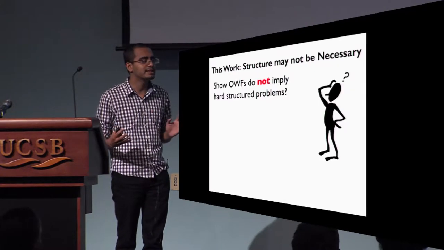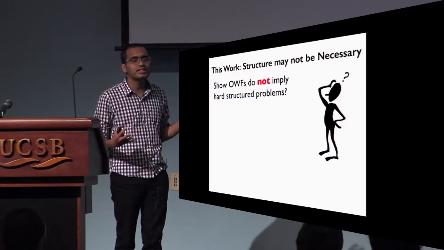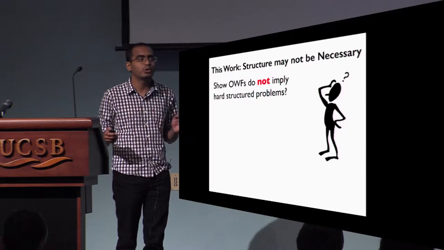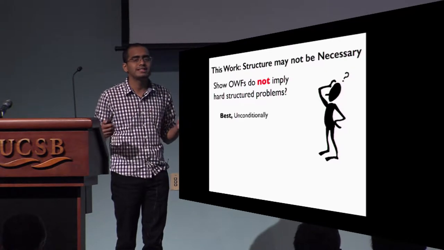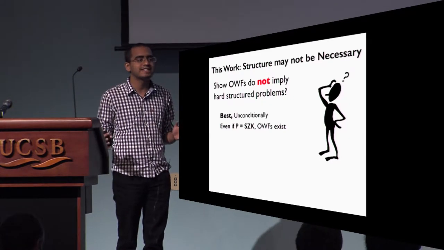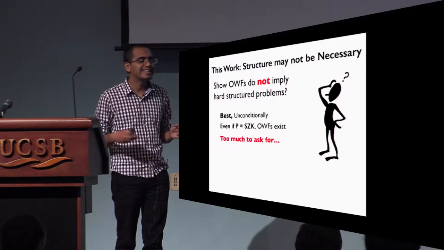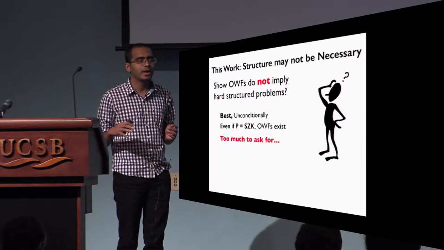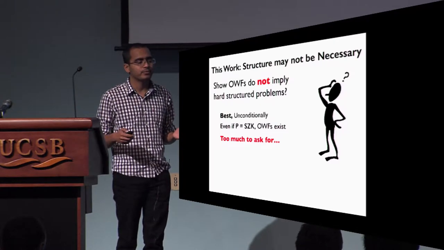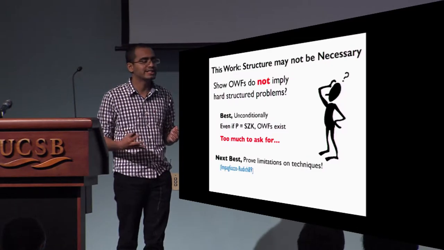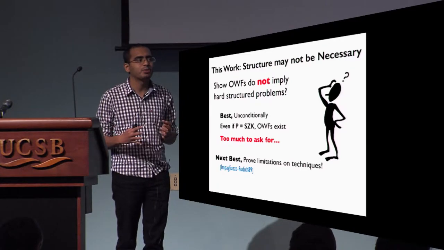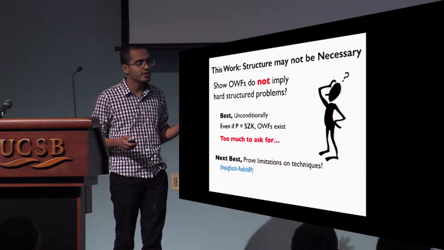Let's think of the simple case of showing that one-way functions do not imply hard structured problems. The best way to do this would be to do it unconditionally, which would mean something like, even if P was actually equal to SZK, one-way functions still exist. Unfortunately, this is too much to ask for, because this would in particular imply proving P not equal to NP. So we go for the next best thing, which is we try to prove limitations on our techniques, an approach which was pioneered by Impagliazzo and Rudich.